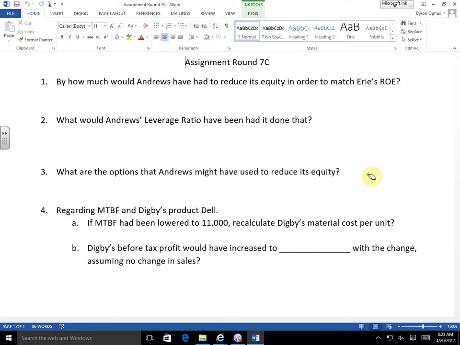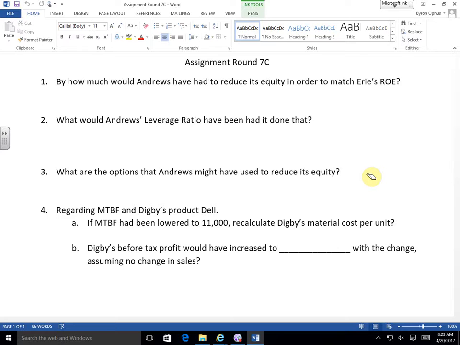So ROE is equal to net income divided by equity, right? So you know the ROE you're shooting for, you know the net income, which isn't going to change, so then you just got to figure out, calculate the change in equity that would be required.